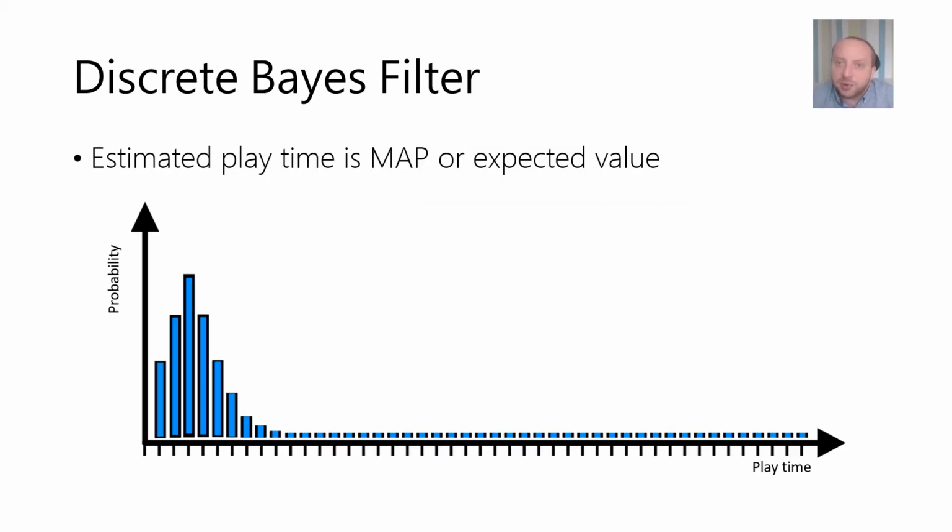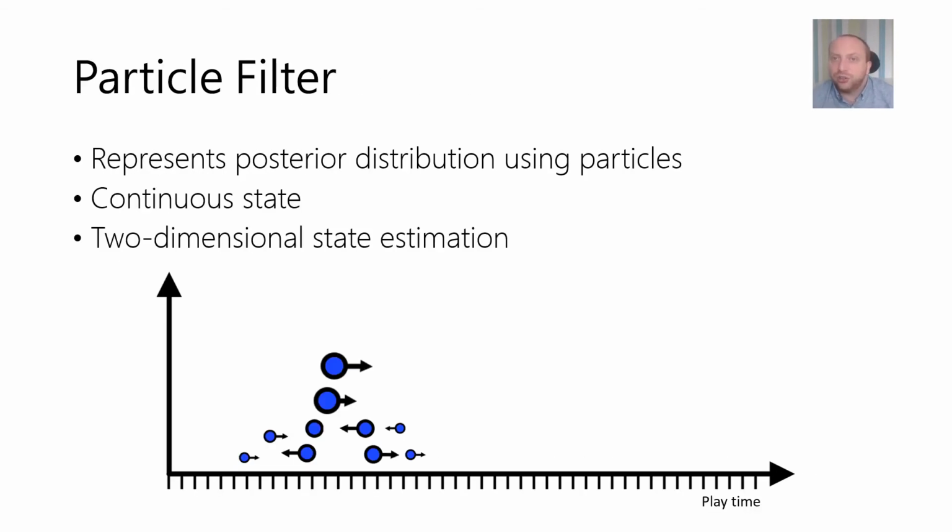The final estimation is then either the frame with the largest probability, or we can take an average over all the frames. We also investigated the use of a particle filter. Instead of a histogram, this uses particles, where each particle represents a continuous value for the playtime, which is not confined to discrete frames.